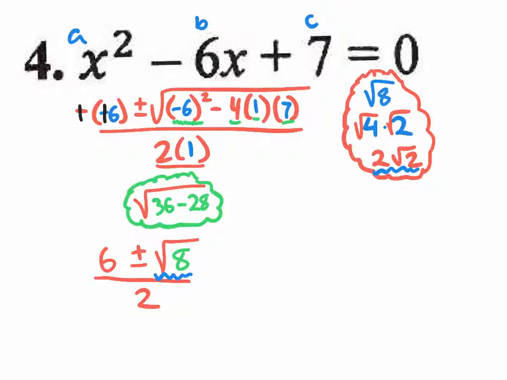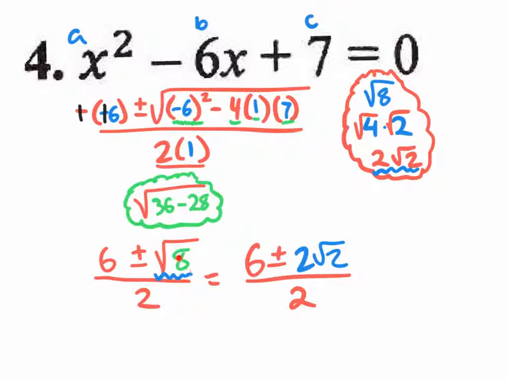So let's do that. I'm going to rewrite the whole thing, 6 plus minus, but instead of the square root of 8, I'm going to write 2 square root of 2, and it is all still divided by 2. Now, obviously, we're not going to get two nice answers, right? We're not going to get two nice answers. Why? Because that was not a perfect square number.